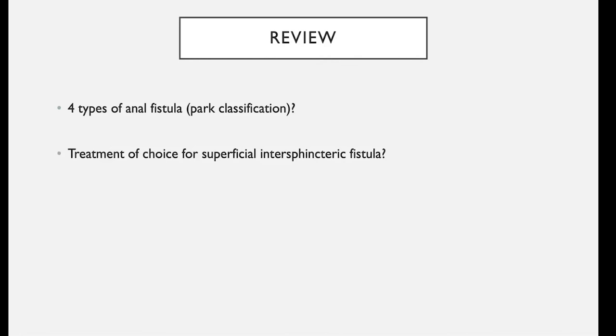So team 5, I'm going to answer these review questions. Can you tell me the 4 different types of anal fistula according to the Park classification?